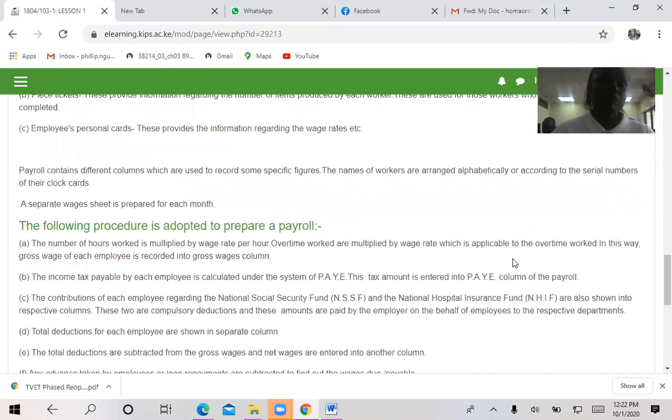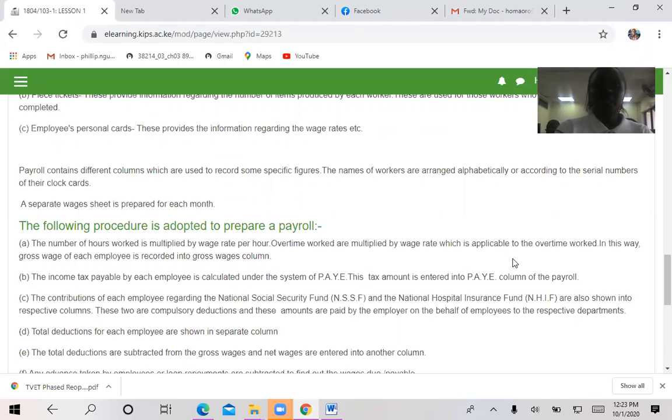One, the number of hours worked is multiplied by the wage rate per hour. Overtime worked is multiplied by the wage rate which is applicable to the overtime worked. In this way, the gross wage of each employee is recorded into the gross wages column. So you get the basic wage, you add the overtime to get the gross wages, then you record it in the gross wages column.